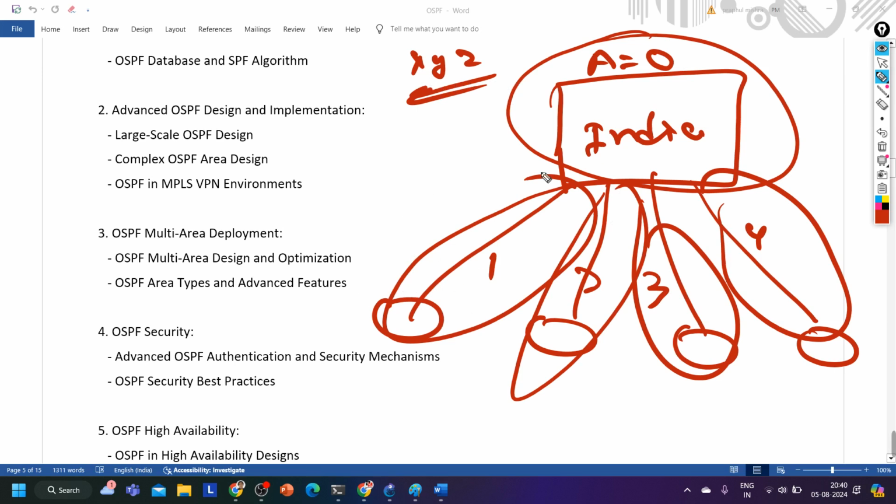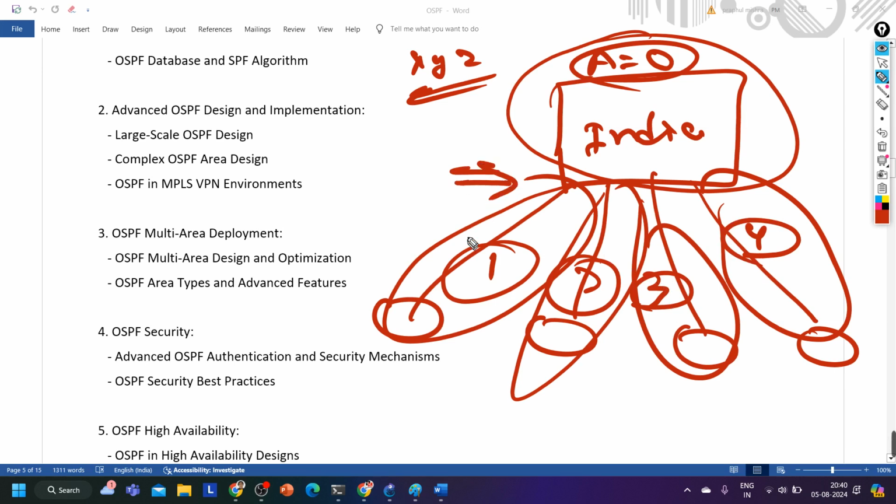So why am I using multiple areas here? Why have I advertised headquarter in area 0? Why branch 1 in area 1? Branch 2 in area 2, in area 3, in area 4? What are the reasons, right? So we'll make you understand everything from zero.